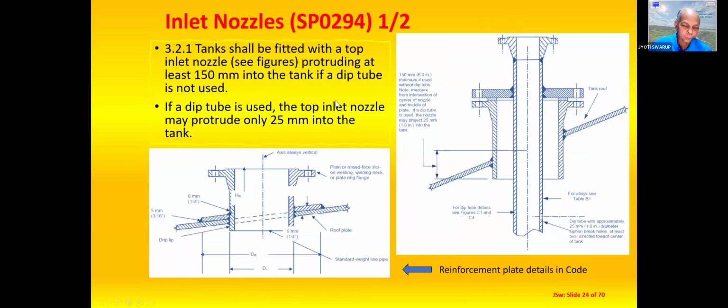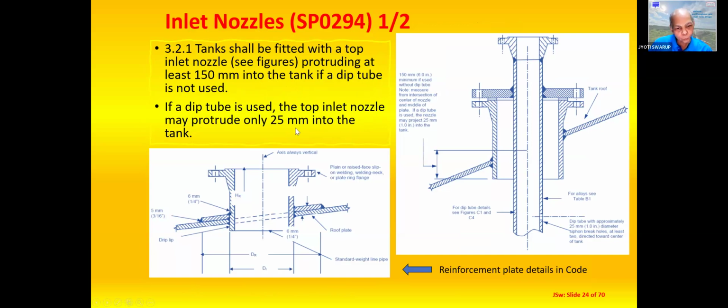Now inlet nozzles. So we are talking only of accessories of the tank. We will talk of the basic tank design also as we proceed with the presentation. For inlet nozzles, there are specific requirements to be used in sulfuric acid tanks. The tank shall be fitted with a top inlet nozzle protruding at least 150 millimeter into the tank if a dip tube is not used.